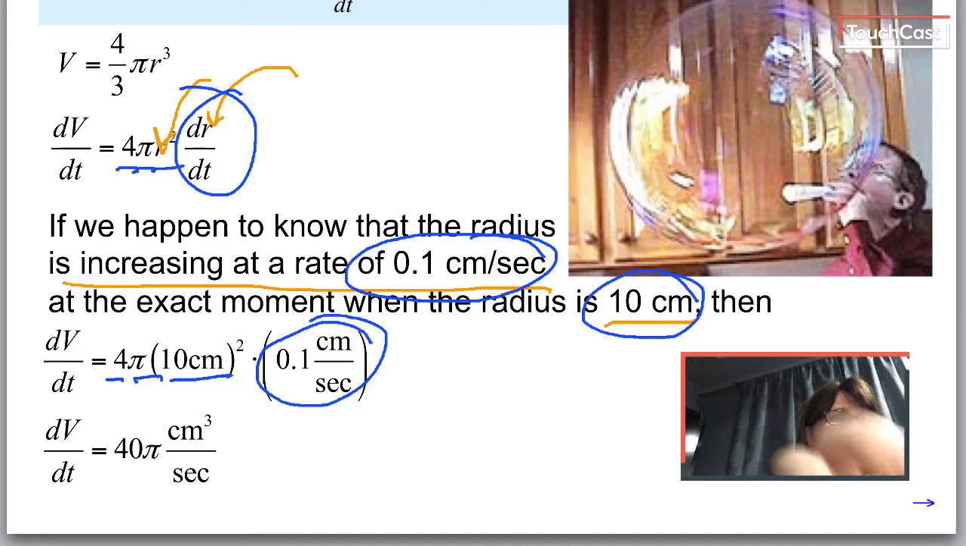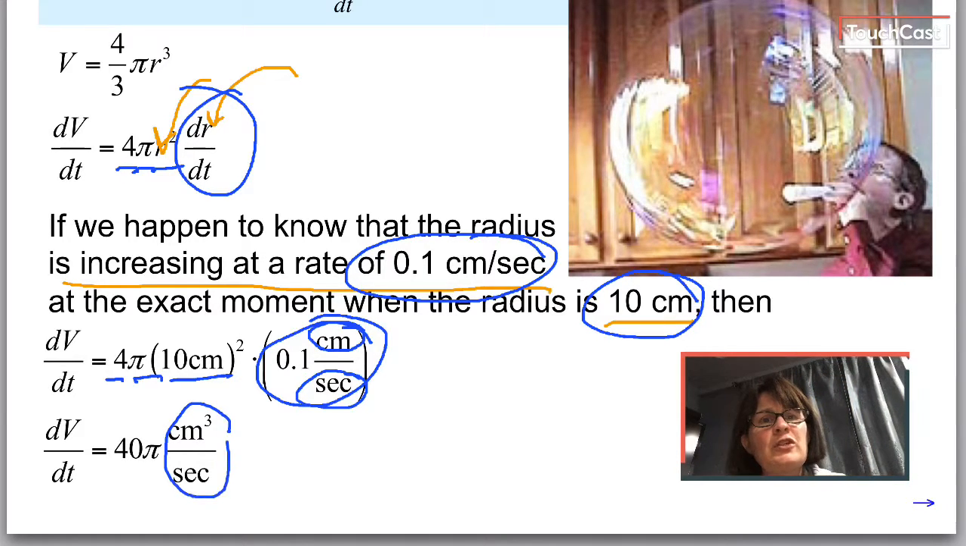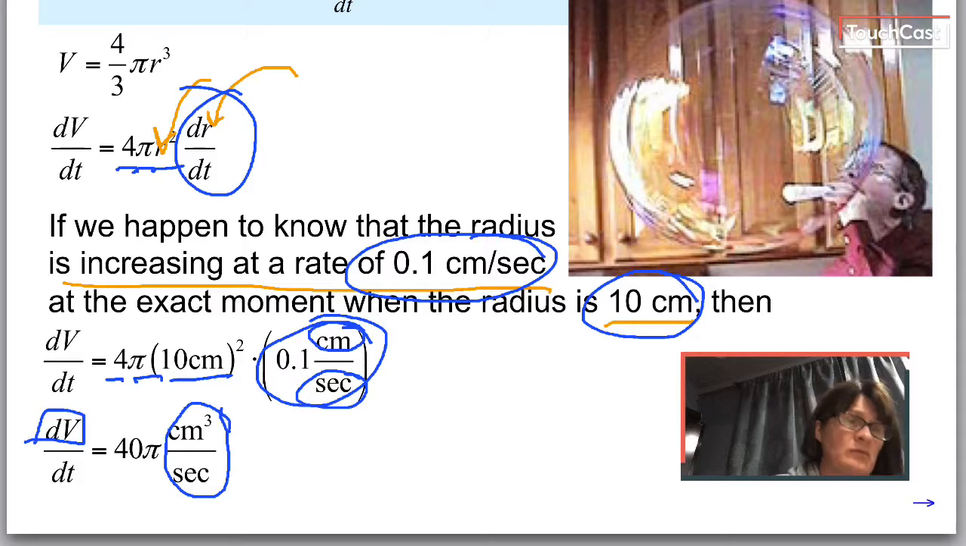So if I take 10 centimeters and square that, I get 100 centimeters squared. I'm going to multiply that by centimeters over seconds. So that's centimeters squared times centimeters to make centimeters cubed divided by seconds, which makes centimeters cubed per second. And notice that matches this fraction-looking derivative notation. Volume, in this case, is measured in cubic centimeters. Time is measured in seconds. So the rate at which the volume is changing with respect to time is measured in cubic centimeters per second.